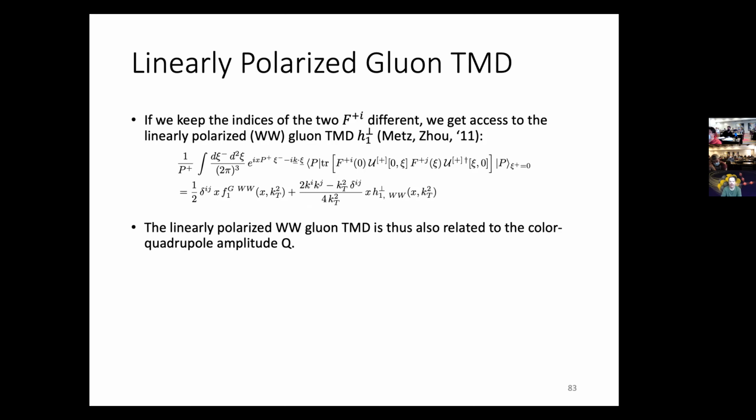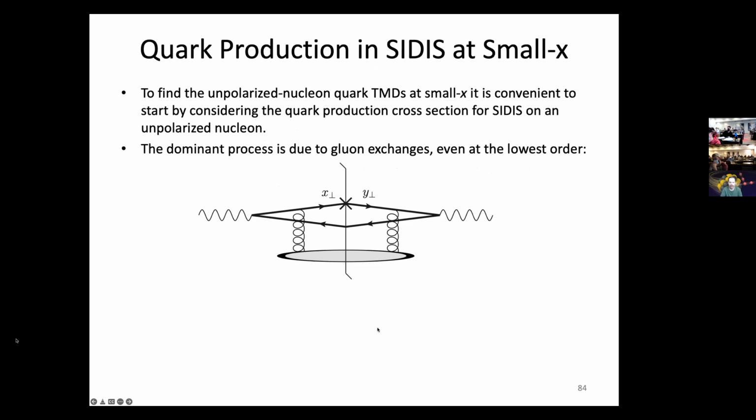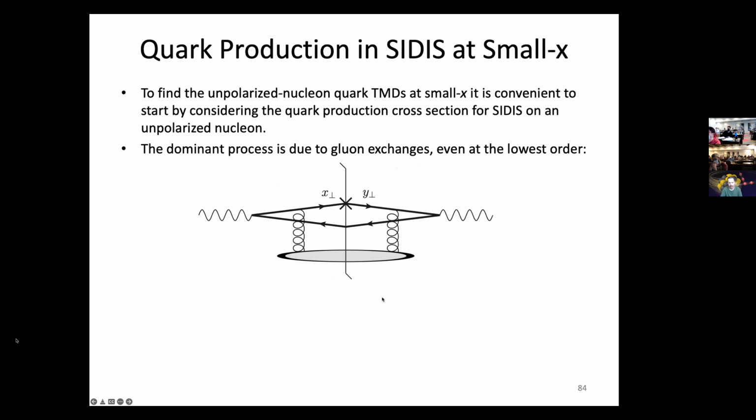TMD. This has been studied by Andreas Metz and Jian Zhou, also by Adrian Dumitru, Vladimir Skokov, and I think Andreas Metz as well. Bottom line, again, in the saturation regime things are somewhat different, but outside the saturation regime it's the same 1/x power, given by BFKL evolution.